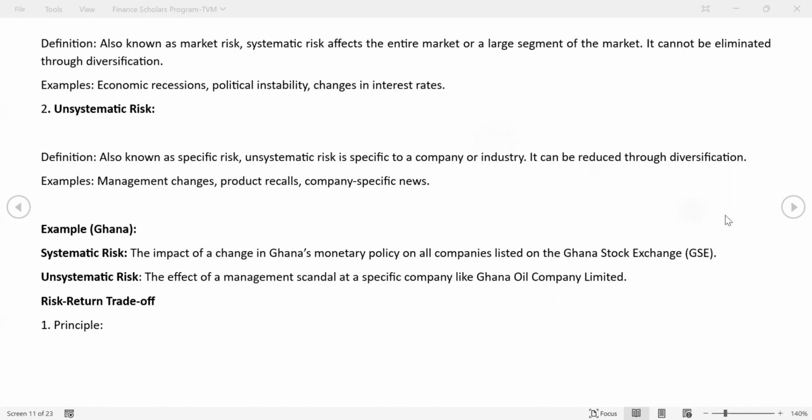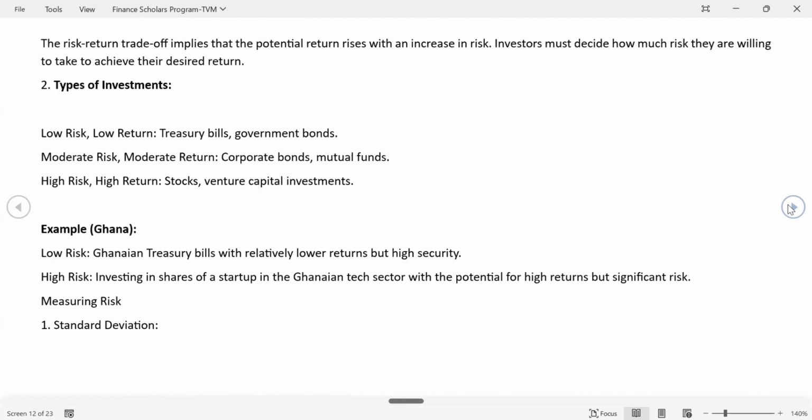Next, the risk and return trade-off. We know the concept that the higher your risk, the higher your return. If you are willing to risk more, you'll be able to gain more. Some people are not willing to risk more, so they are not expected to gain more. The higher your risk, the higher your return.